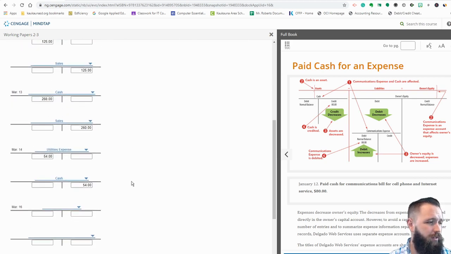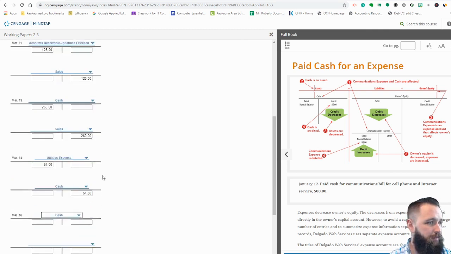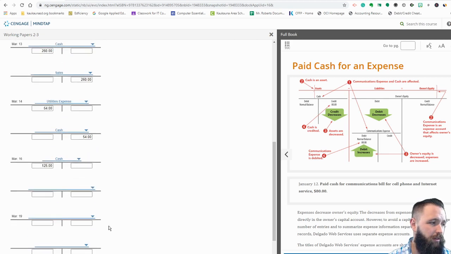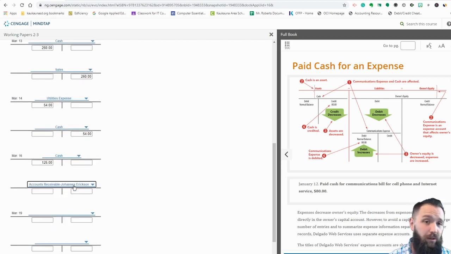So what's the first thing that's going to happen? We have cash and accounts receivable. And I know that cash is going to have to increase, so it's going to be debited first. Okay, so cash is going to be $125. And then the other account that's affected is accounts receivable. And accounts receivable goes down. How do we decrease an asset? We credit it.